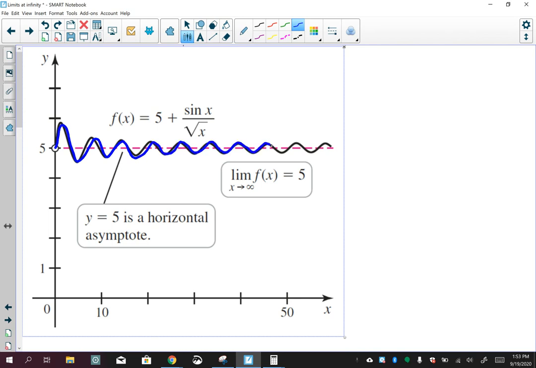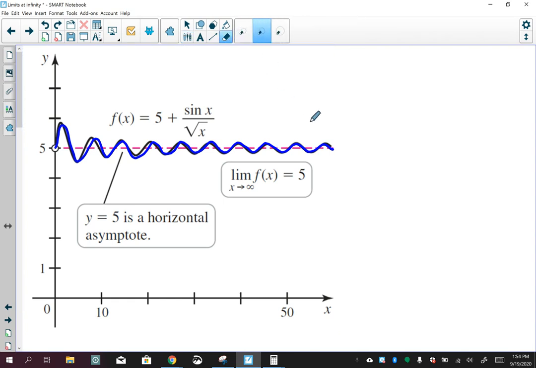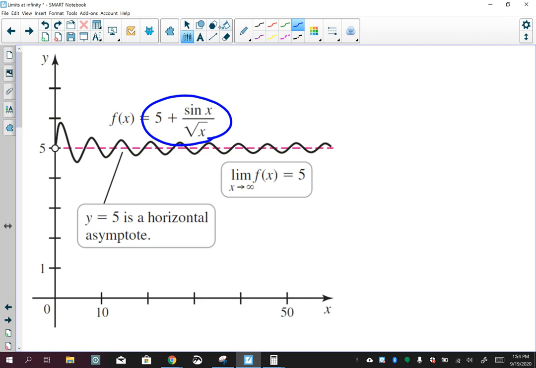But if you notice, my wave is getting closer and closer to that number 5 right there. Since my wave is dying down and becoming closer and closer to this 5, I have a horizontal asymptote at 5. So this would be a question that you would put into your graphing calculator. So this would be on the calculator portion of your exam, because people are not going to expect you to know what that looks like.